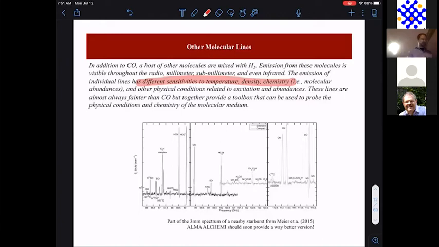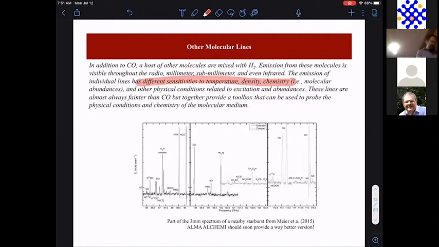As a practical matter, these lines that are not rotational transitions of CO, except in very dense, very well excited, very optically thick systems, are almost always fainter than CO. But together, they provide a really nice toolbox that can be used to explore the physical conditions and chemistry of the molecular interstellar medium.